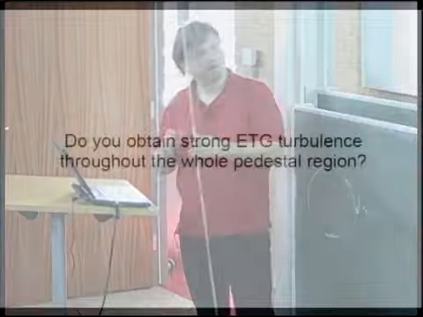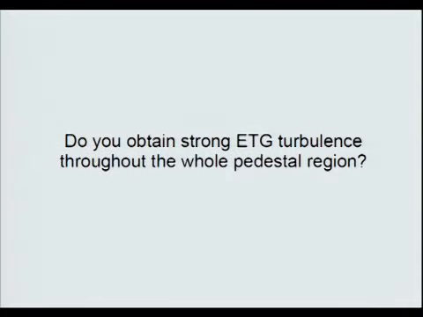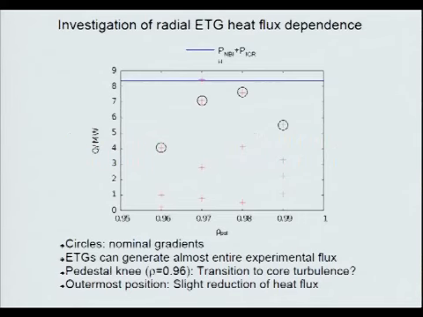Okay, so a second question was, do you obtain strong ETG turbulence throughout the whole pedestal region? So one could say, you showed that ETG can explain the transport at 0.98. That was, let's say, 2/3 up the pedestal. But what further in or further out? Is it also possible to explain it there? And that's the outcome. This is the heat flux in megawatts as a function of rho poloidal.